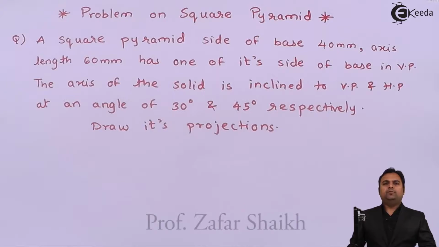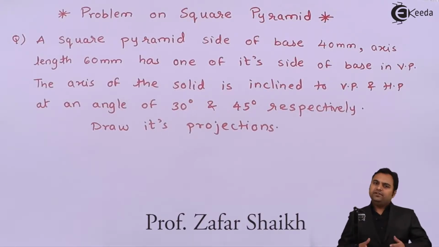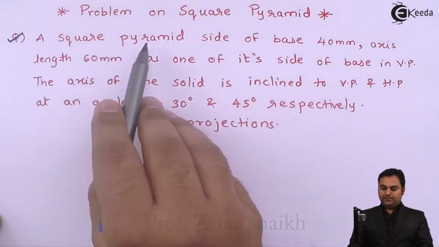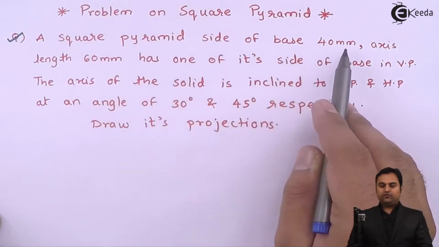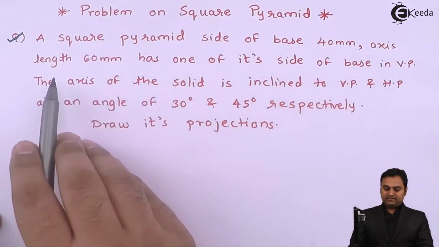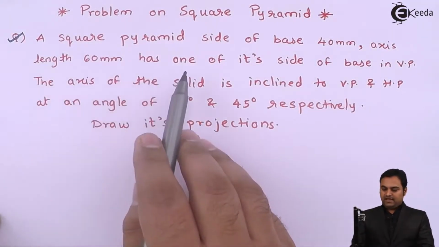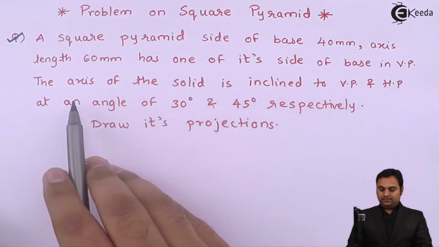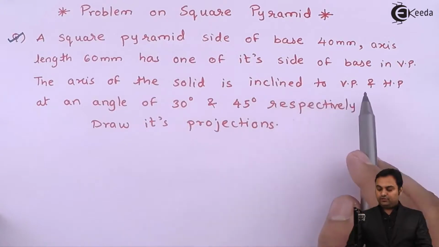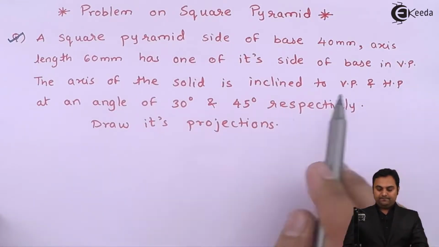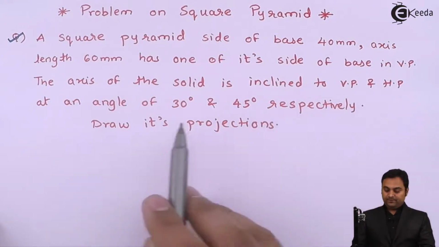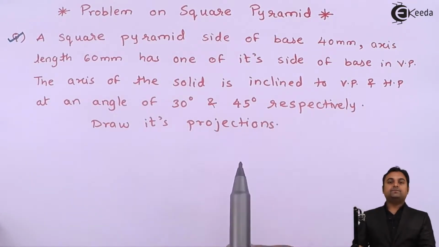We are going to see a problem on a square pyramid, and for that here we have a question. A square pyramid, side of base 40 mm, axis length 60 mm, has one of its sides of base in VP. The axis of the solid is inclined to VP and HP at an angle of 30 degree and 45 degree respectively. Draw its projections. So this is the question in front of us.